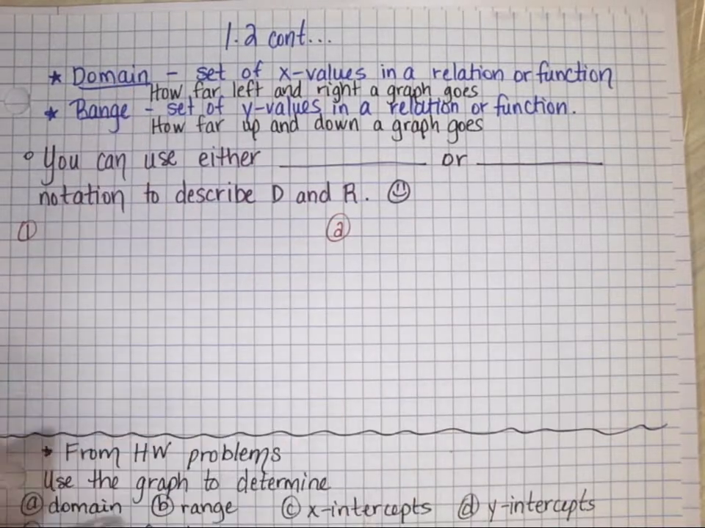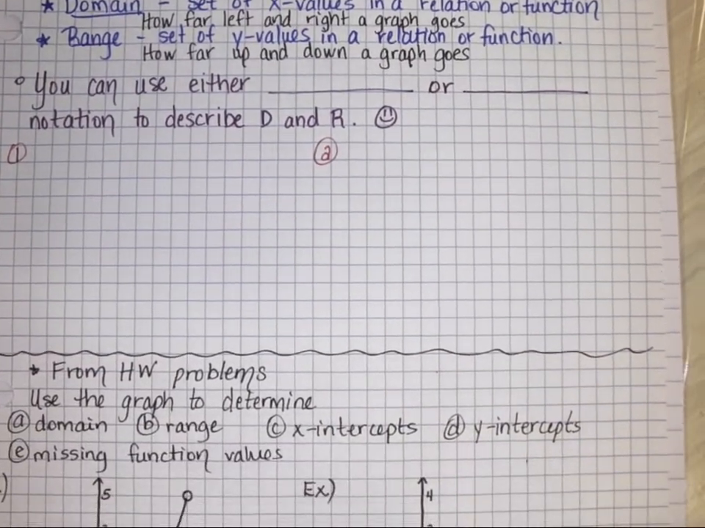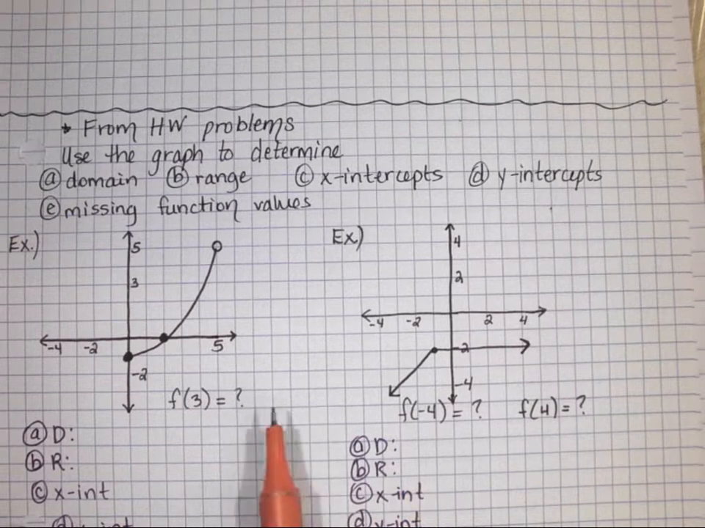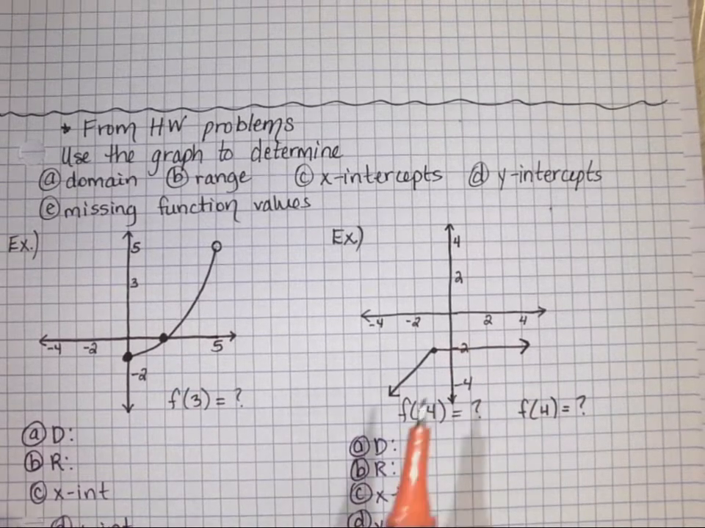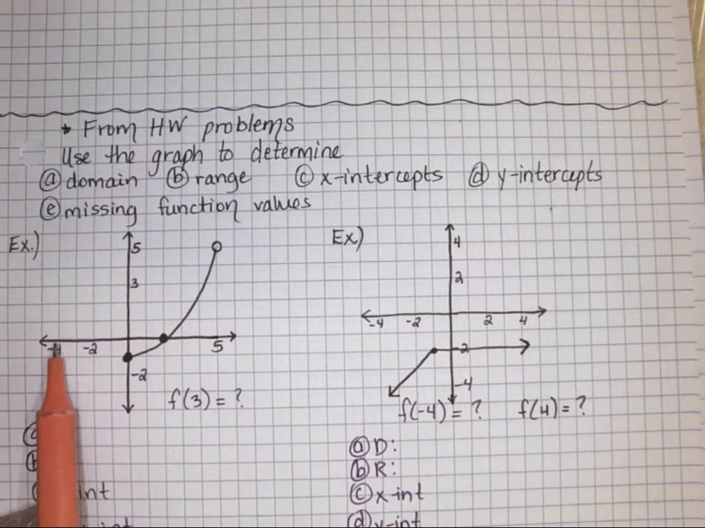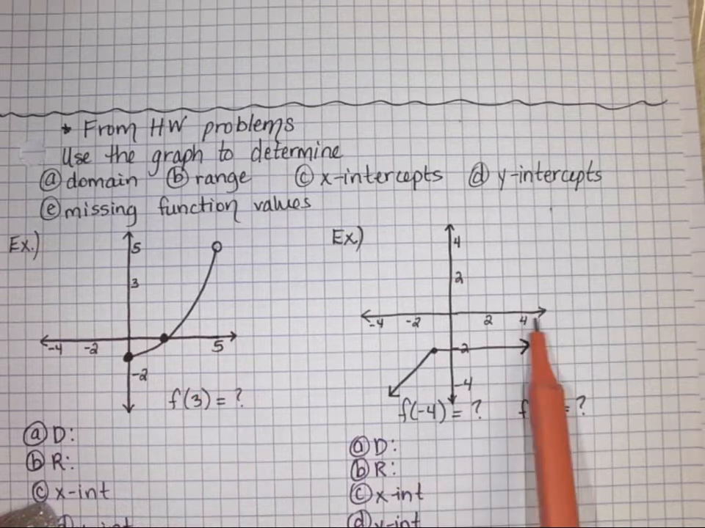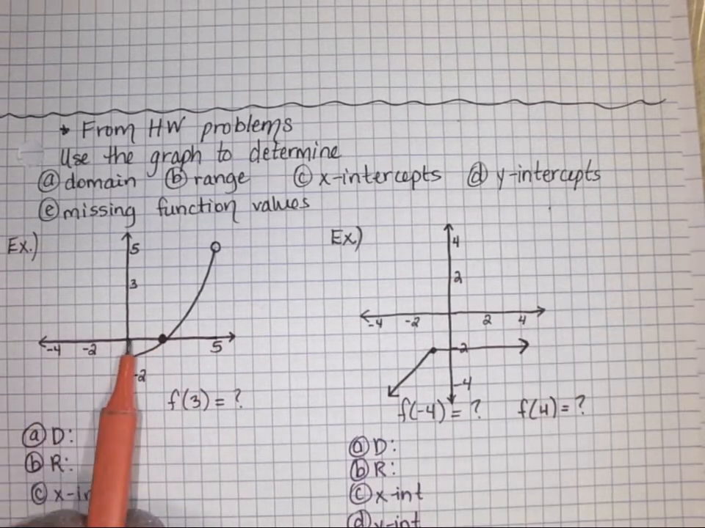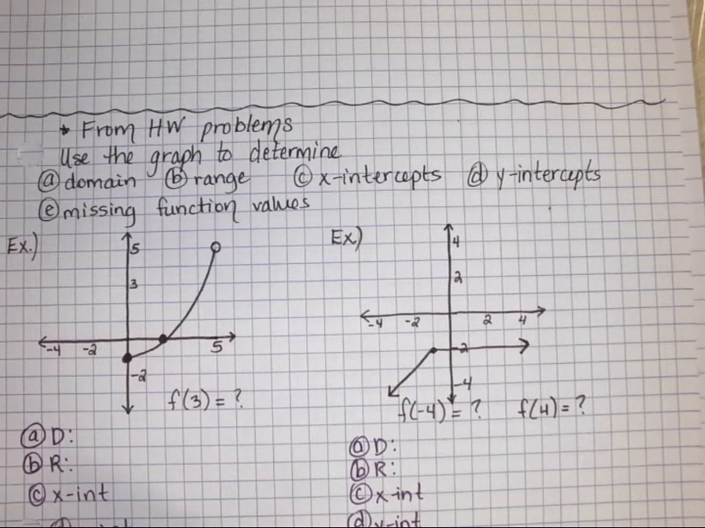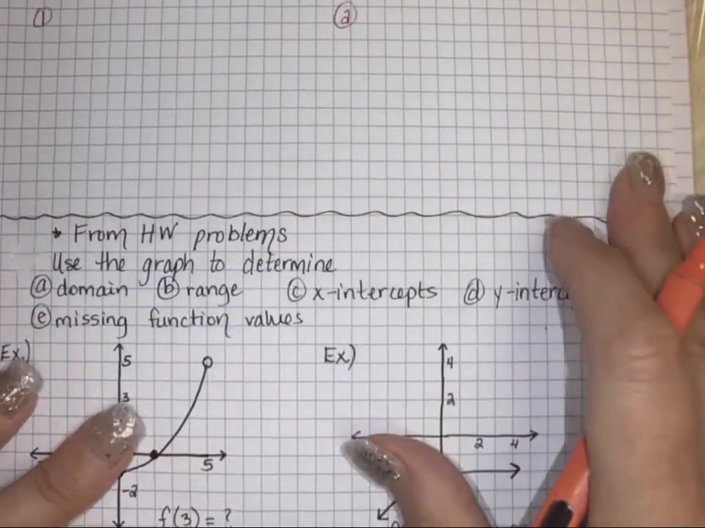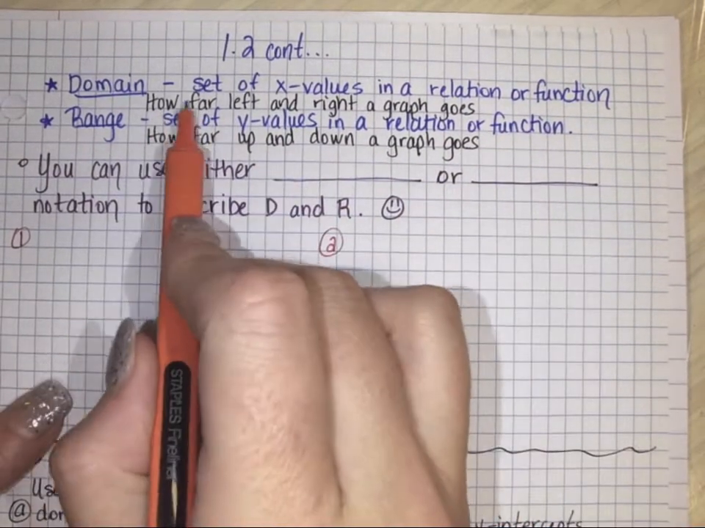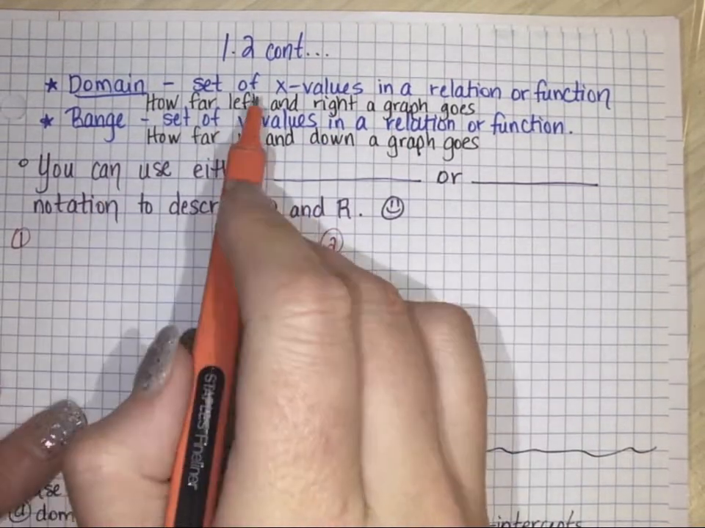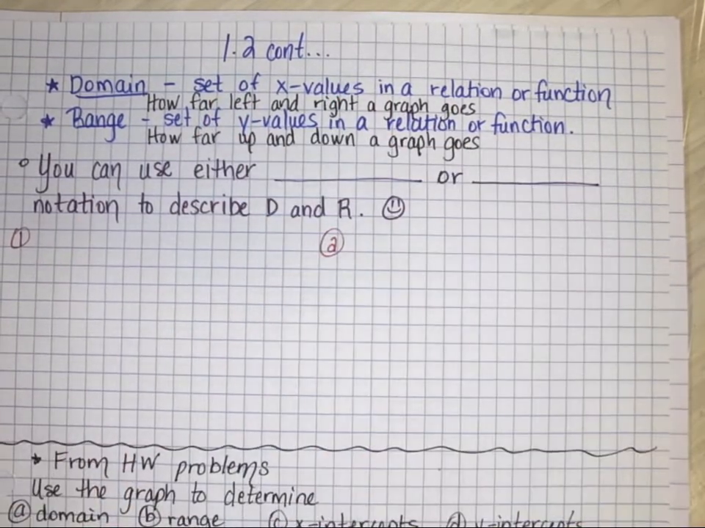When you're looking at domain on a graph, such as in this example and this example, your domain is always related to your x-axis. And it tells you how far left your graph goes and how far right your graph goes. And make sure you always pay attention if there's any gaps in between those areas. So domain, how far left and right a graph goes. It's the set of x values.